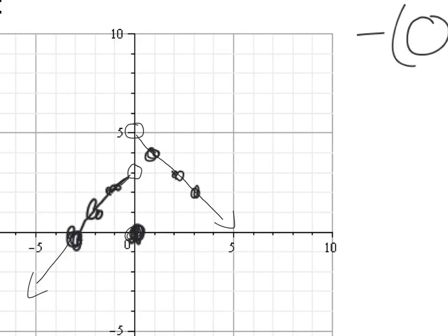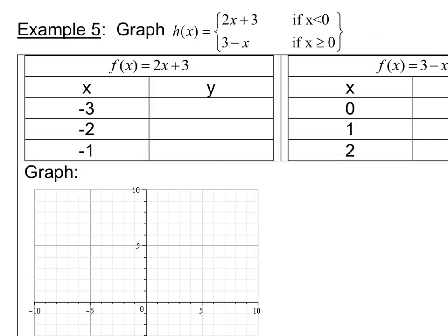Okay, so let's take a look at some more examples of graphing. Alright, well here's another piecewise. So again, -3 belongs to the top row. So you'd go 2 times -3 is -6, plus 3 is -3. -4 plus 3, -1, that should be -3. And then 2 times -1 plus 3 is 2.